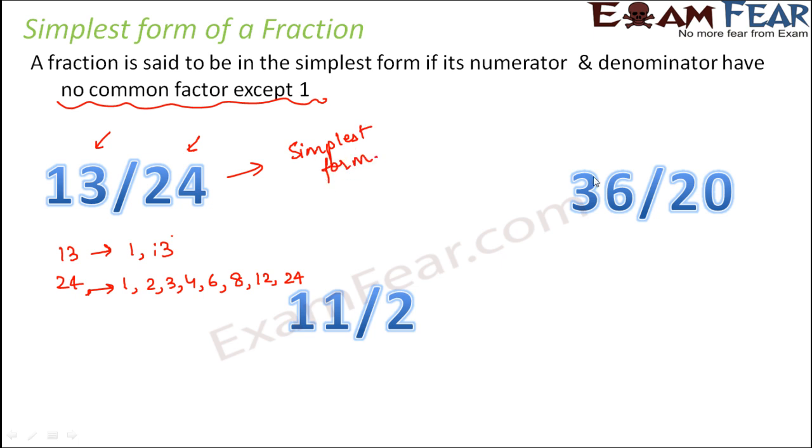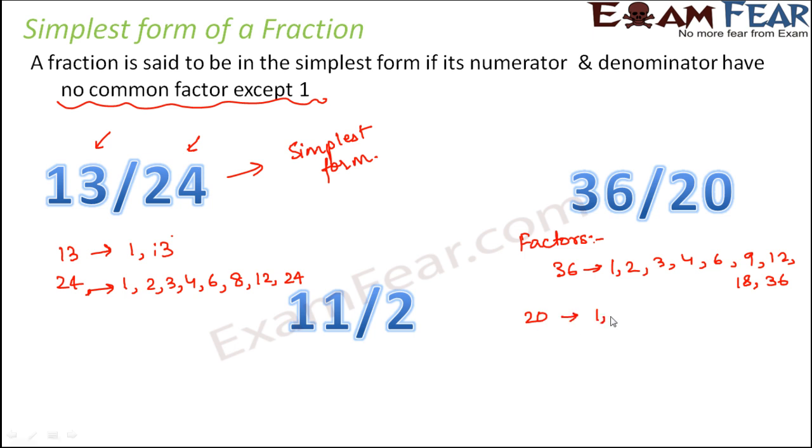Whereas if you take some other example, for example, let's say we take 36 by 20. So let us first write down the factors of 36 and 20. The factors of 36 would be 1, 2, 3, 4, 6, 9, 12, 18 and 36. Similarly, let's write down the factors of 20. They would be 1, 2, 4, 5, 10 and 20.